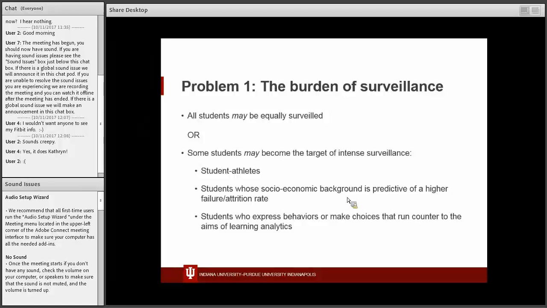Or they may target students who express behaviors or make choices that run counter to the aims of learning analytics. Doesn't necessarily mean that the student is going to learn less. It doesn't necessarily mean that the student is not going to be retained, but maybe that student is just doing things, whatever those things are and however defined, that run counter to what the institution thinks the student should be doing.